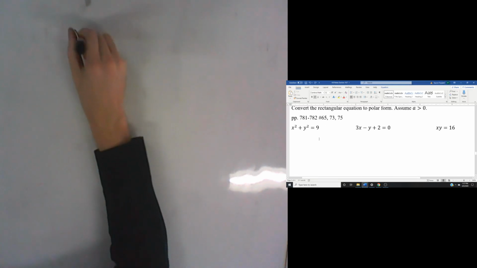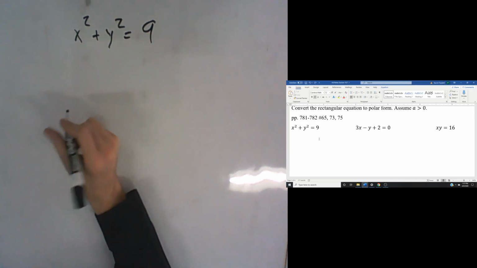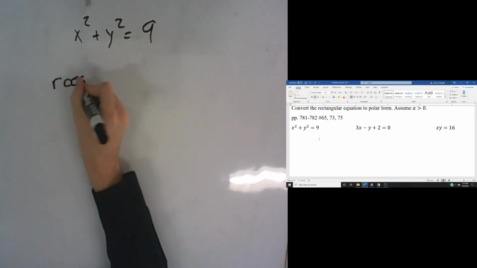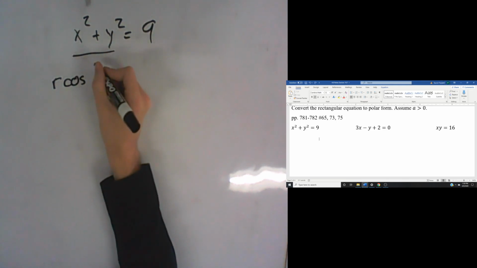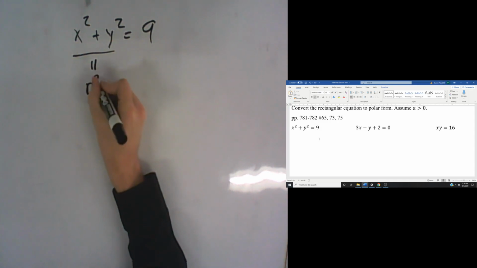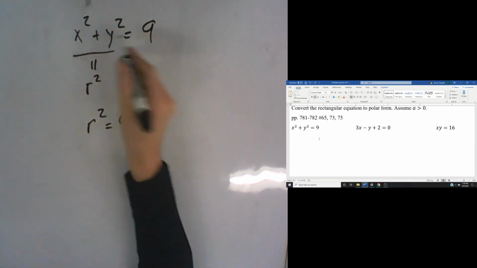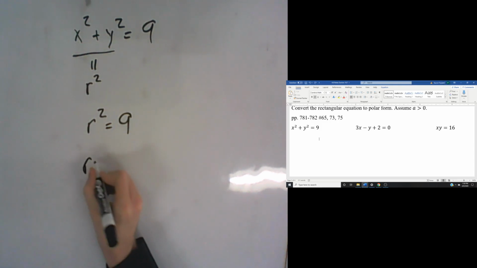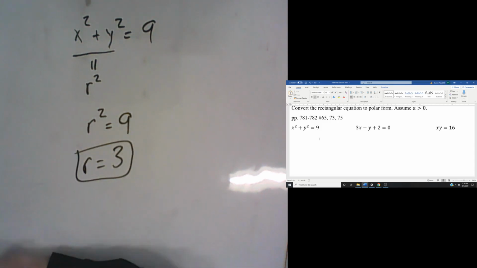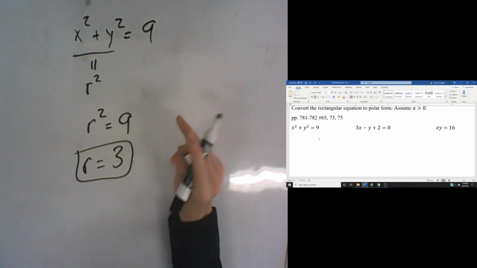x squared plus y squared equals 9. So what do we do? We turn this into r cosine. Actually, honestly, this whole thing, sorry. x squared plus y squared equals r squared, right? So then all we get is r squared equals 9, because x squared plus y squared equals r squared. And then we square root both sides, so we get r equals 3. There's our answer. Okay? Simple. You don't have to do all of the work, especially if you remember the right formula. Okay? It's important to remember the right formula.